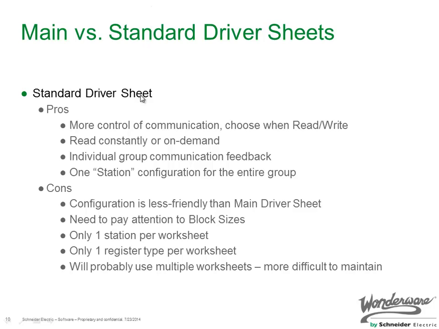So, what else? Only one station per worksheet, unless you're using a tag in that case, and only one register type per worksheet. So again, you have to block those up kind of manually, and you have to pay attention to that. But it does lend itself to more flexibility.